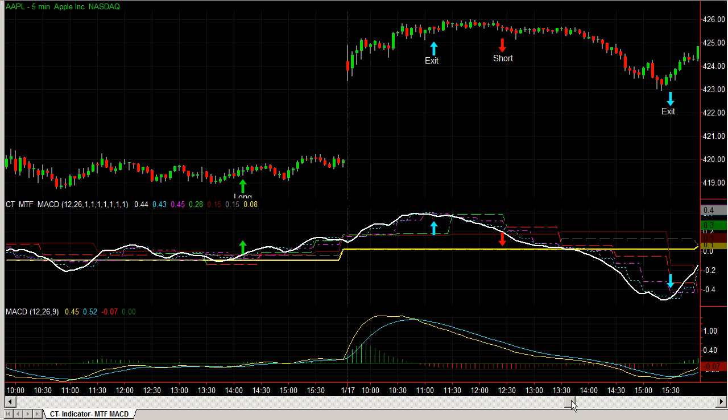Now we have an immediate short that comes in here when basically the white line breaks below these others, and when it broke below the dark red here is when I went short, and that was a good short sign, with the exit being when the white pulls back inside the 15-minute MACD. So we're not using some smooth line that just induces lag for a trigger.